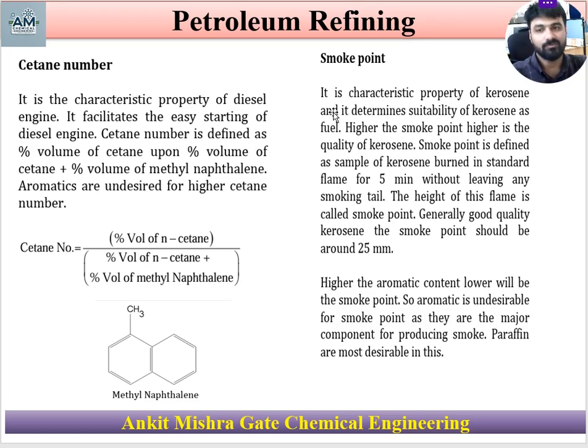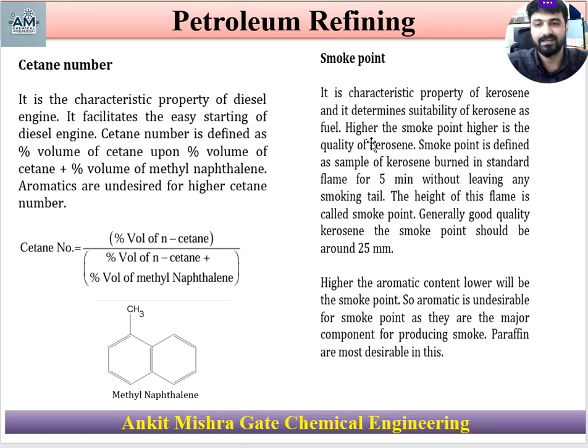Now coming to the smoke point, this is the characteristic property of kerosene. So you have to remember which point defines which kind of fuel. Cetane number defines diesel, octane defines gasoline or petrol, and smoke point defines kerosene, right? The higher the smoke point, the higher the quality of the kerosene. It means if the smoke point is higher, then the kerosene will burn without producing any smoke, and that is very much desirable for kerosene, right?